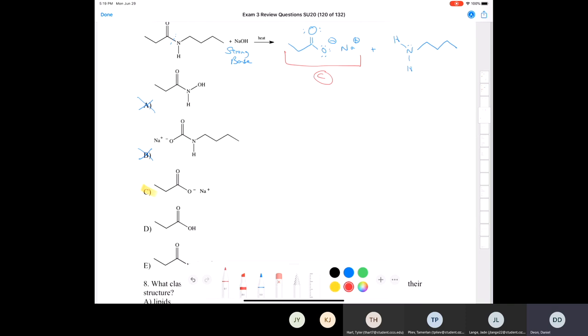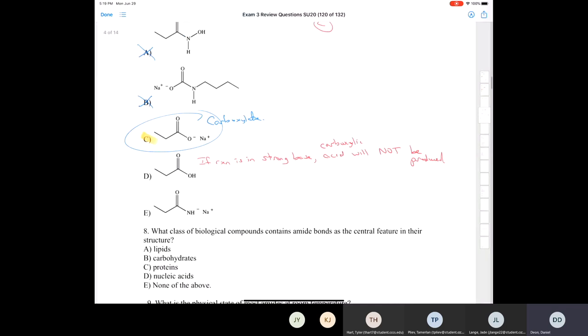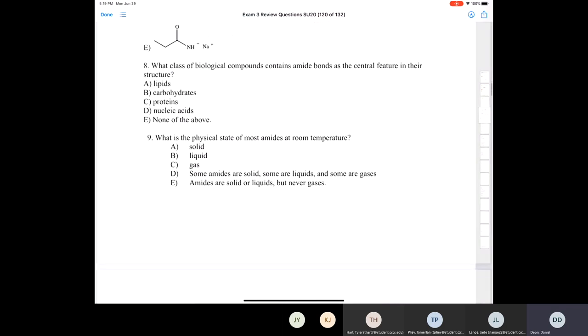And if the reaction is in strong base, a carboxylic acid will not be produced. We would end up with a carboxylate. Okay, so we end up with this, which is a carboxylate. All right, and then what's E? It's probably something even more wacky, and it is. Okay, let's move on to question number 8.